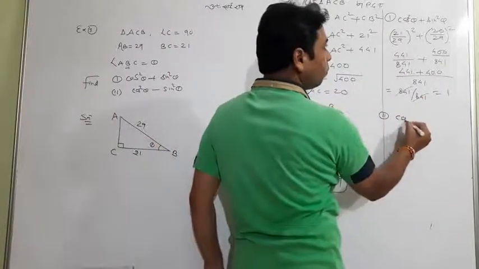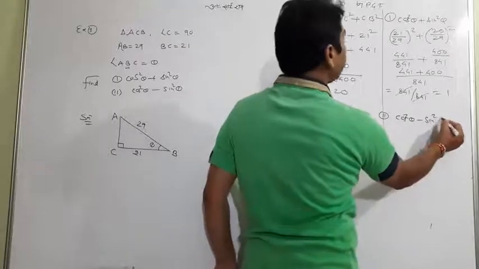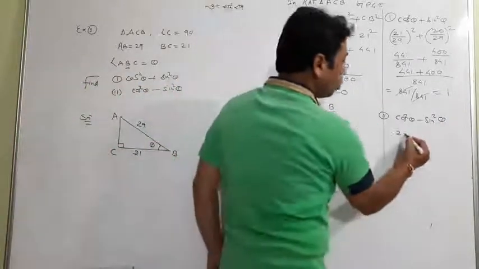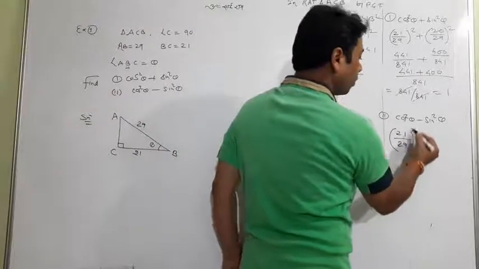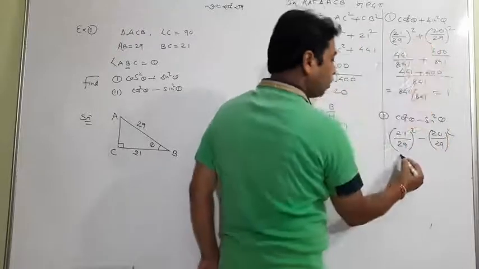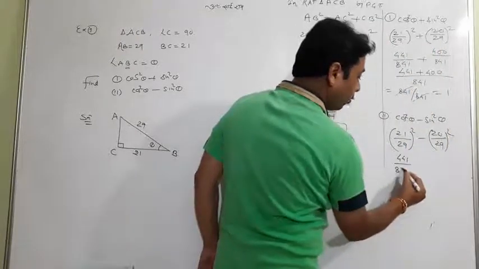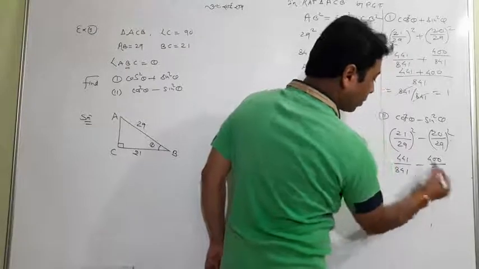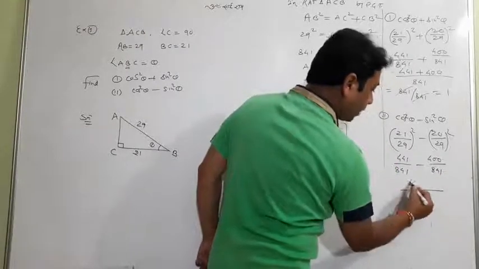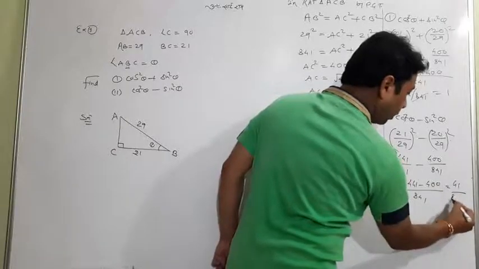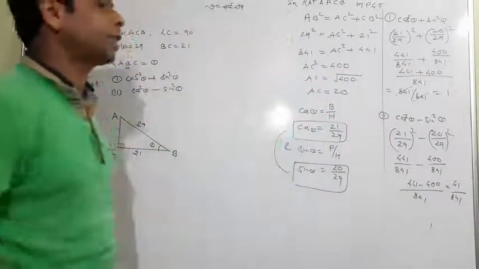The second question goes very similarly: cos square theta minus sin square theta. Cos theta is 21 upon 29, squared, and this is 20 upon 29, squared. Similarly, it is 441 upon 841 minus 400 upon 841. So we subtract, the denominator is 841, and the answer is 41 upon 841. This is the answer of the second question.